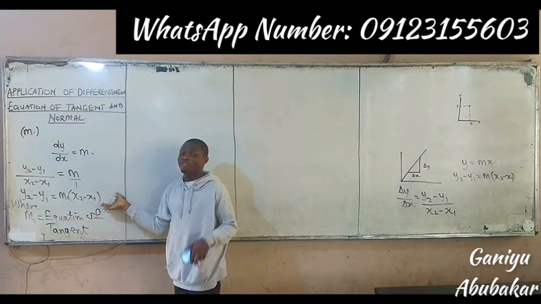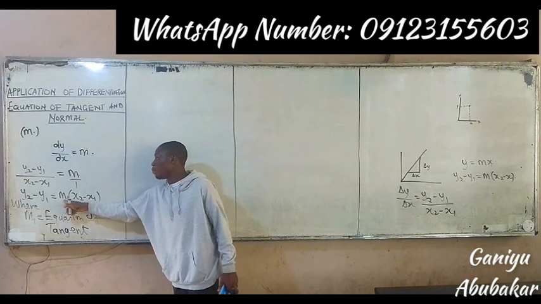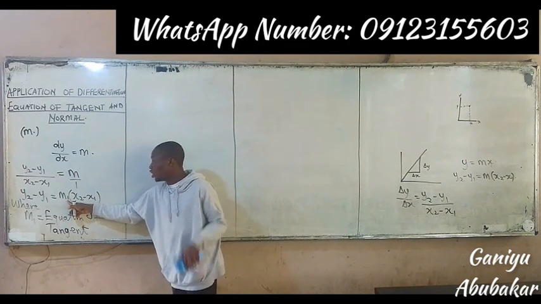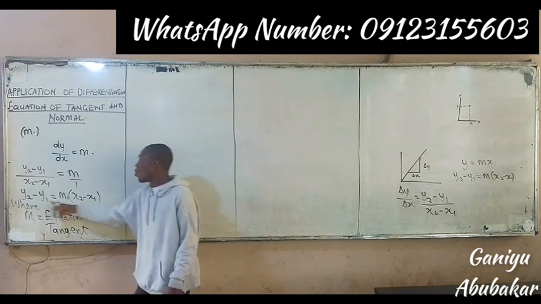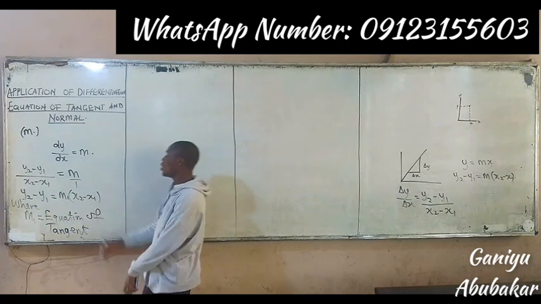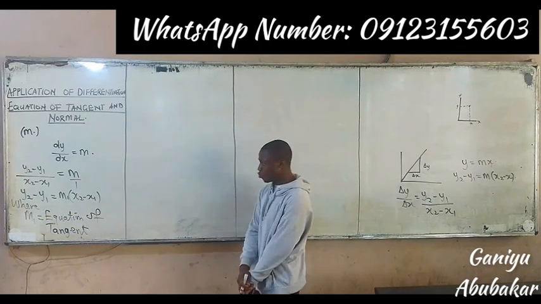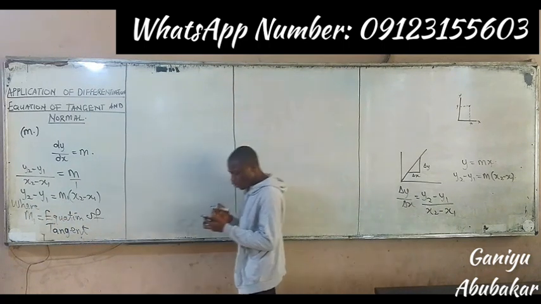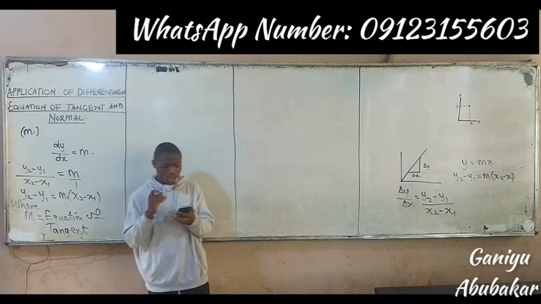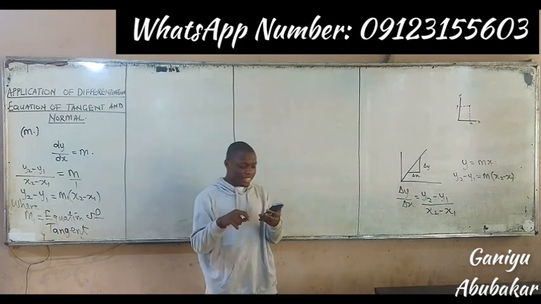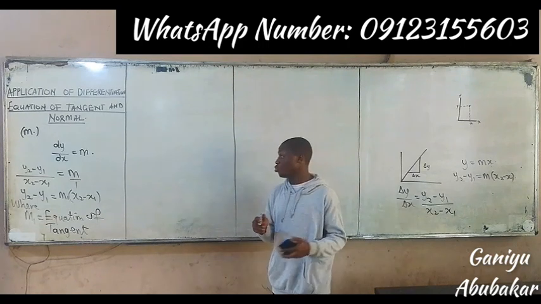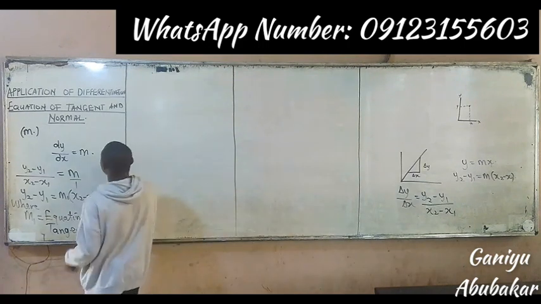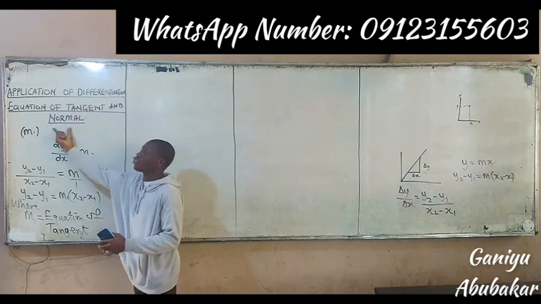So note that the equation of tangent has what we call m1. So m1 is simply the equation of tangent: y2 minus y1 is equal to m1 into x2 minus x1. Also note that the gradient of the normal is m2. From here, we have gotten tangent. Let's now discuss normal.